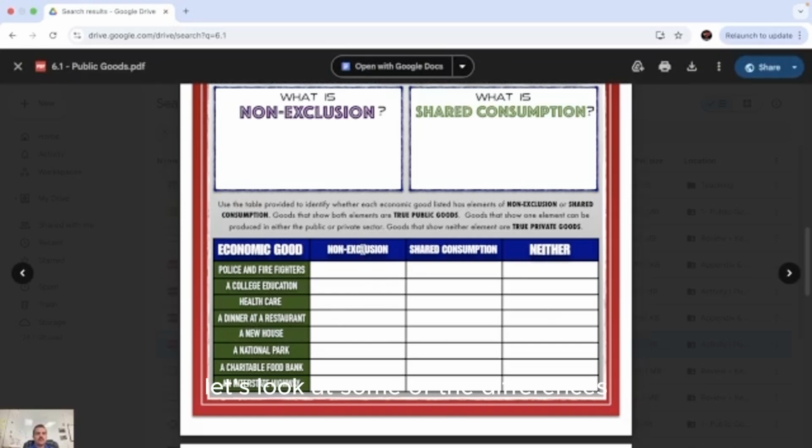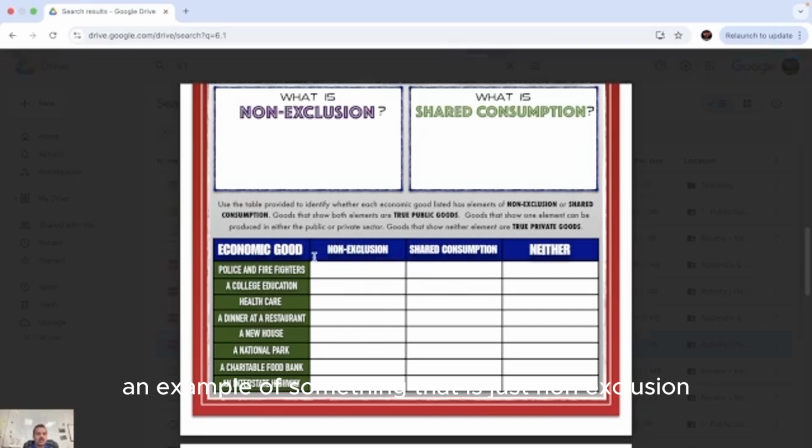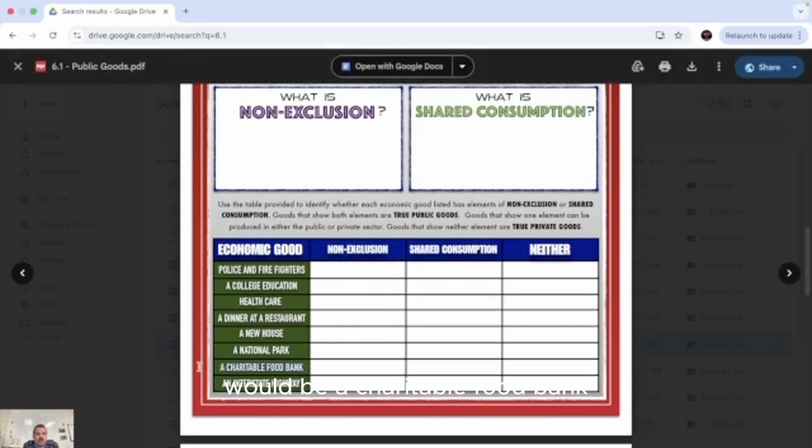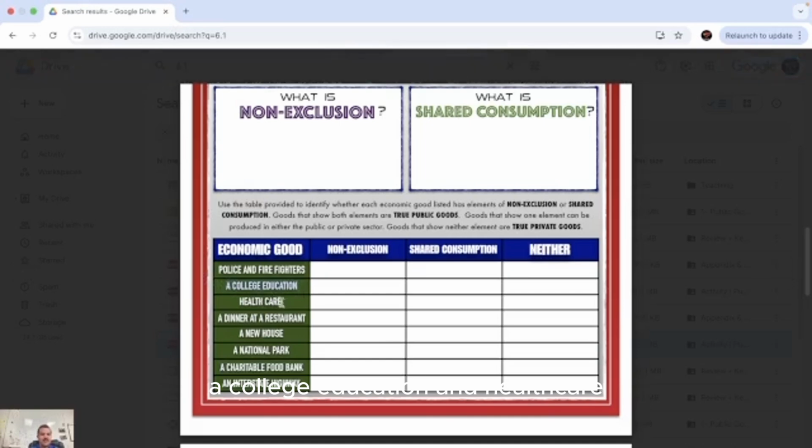Let's look at some of the differences where it only is one or the other. An example of something that is just non-exclusion would be a charitable food bank. Definitely not shared consumption, but it's more non-exclusion, where people who do not pay cannot be excluded from using it. Typically, food banks come up and are in play for people that actually cannot afford it. Okay, a couple of examples of shared consumption would be a college education and healthcare.